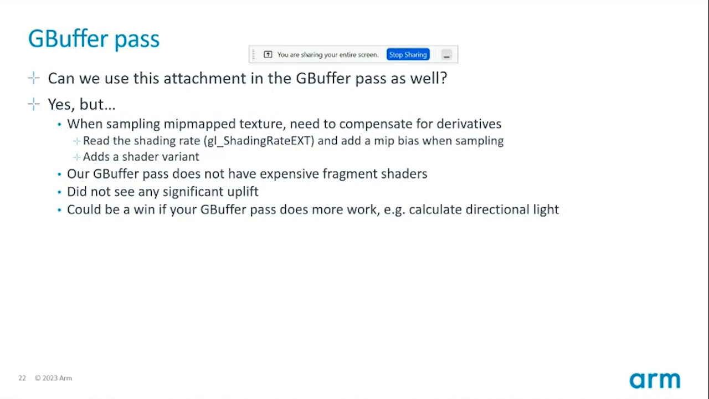We can compensate for this by reading the shading rate in the fragment shader. There's a built-in variable to do that, and add a MIP bias whenever we're sampling a MIP map texture. This does add another shader variant, so if you're already suffering from shader variant explosion, this might be an issue. In our case, our GBuffer pass is extremely simple. The fragment shader doesn't really do all that much calculations. The only real calculations is normal mapping. Other than that, it just samples some textures. So we didn't actually see any significant uplift applying VRS to the GBuffer pass, so we decided not to. But if your GBuffer pass is more expensive, it does more calculations in this pass, then it might be worth considering.